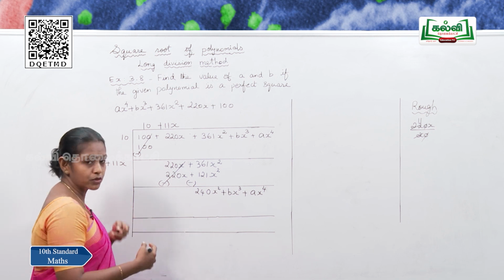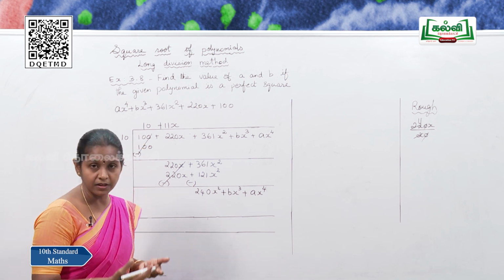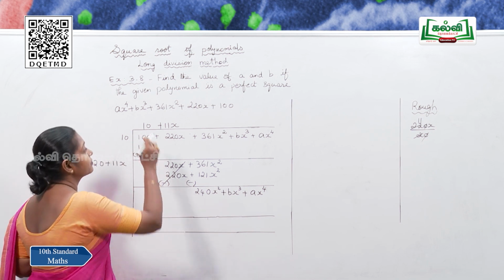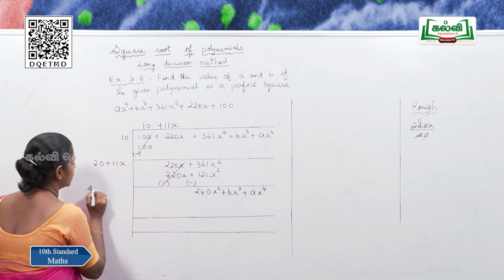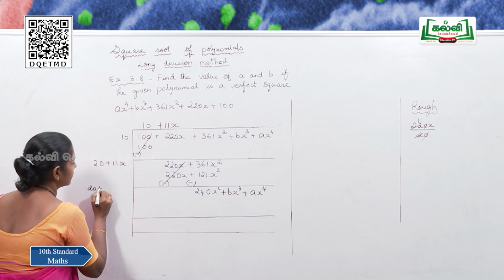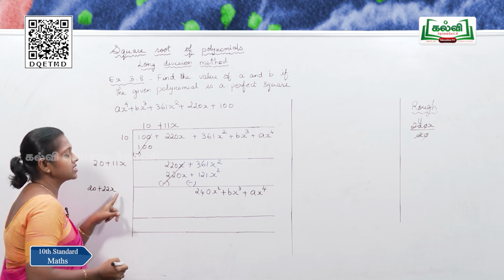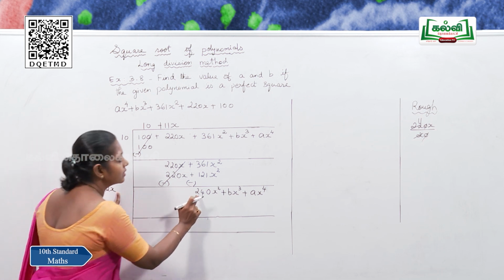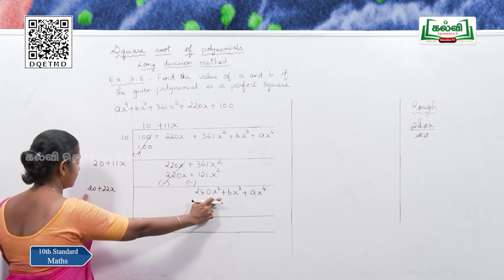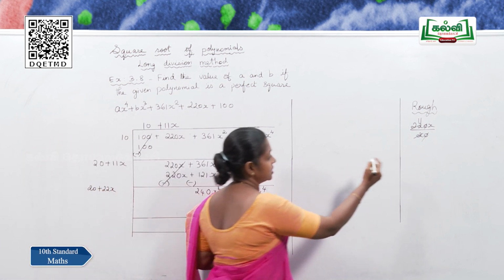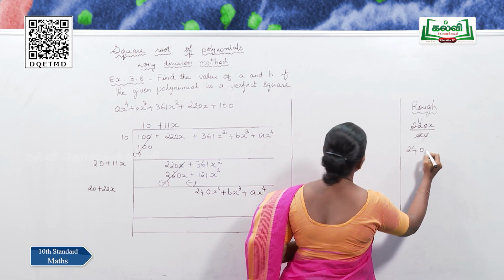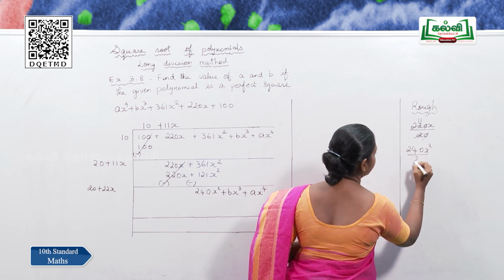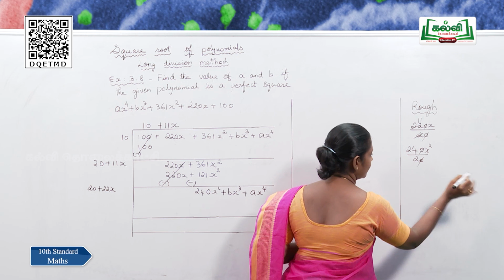Then again I have to come back to the quotient place, multiply the 2 with that, then I have to write here. 10 2s are 20, 11 2s are 22x. You just leave a place here to find the new term. Okay, how should I find? This 240x squared should be divided by this 20. So you will be getting 240x squared by 20, 0, 0 will be cancelled.